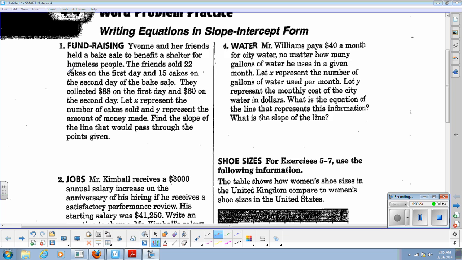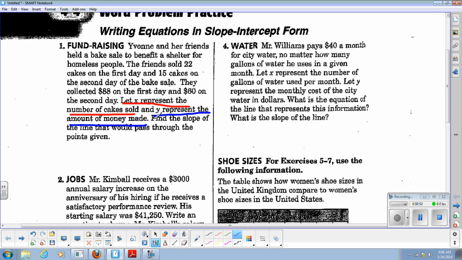Work on the problem, pause the video, work on a problem, pause the video until you get done with the sheet. Fundraising. Imani and her friends held a bake sale to benefit a shelter for homeless people. The friends sold 22 cakes on the first day and 15 cakes on the second day of the bake sale. They collected $88 on the first day and $60 on the second day. Let X represent the number of cakes sold. Y represent the amount of money.